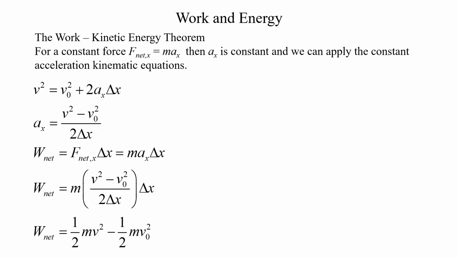Now I'll substitute the acceleration for the expression we found above. So we get the net work equals mass times the quantity v squared minus v naught squared over 2 delta x, and then times delta x. The delta x in the numerator and denominator divide out, and then multiplying the m through and separating the terms, we get the net work equals 1/2 mv squared minus 1/2 mv naught squared.